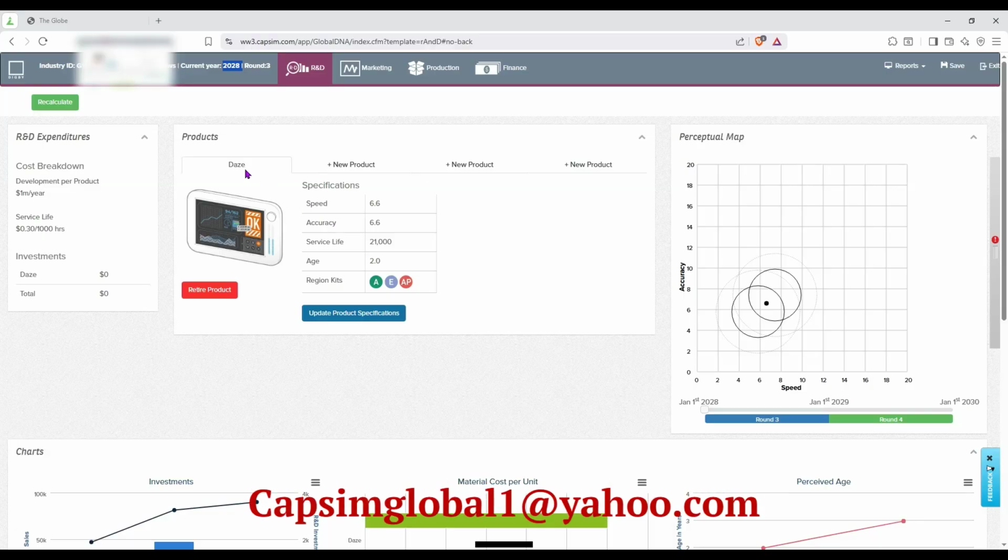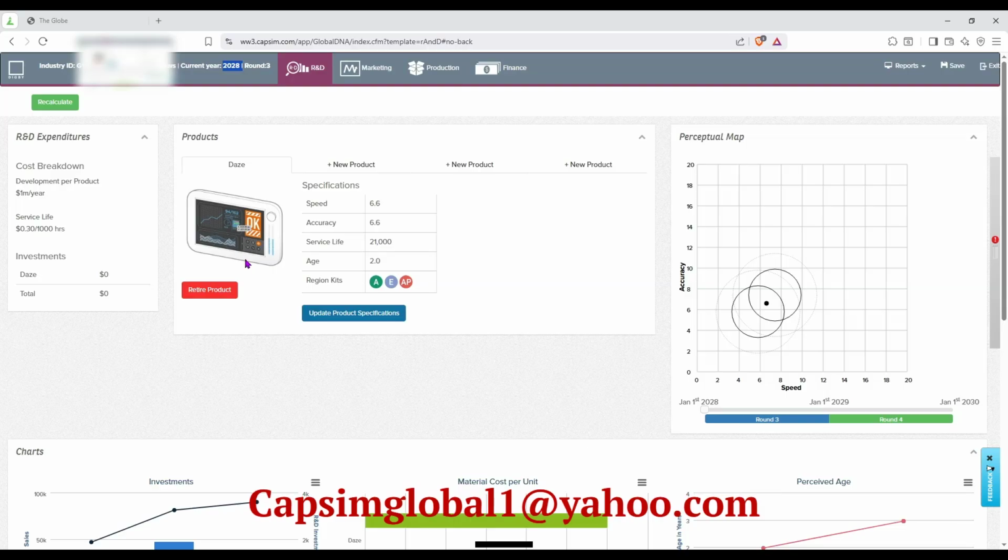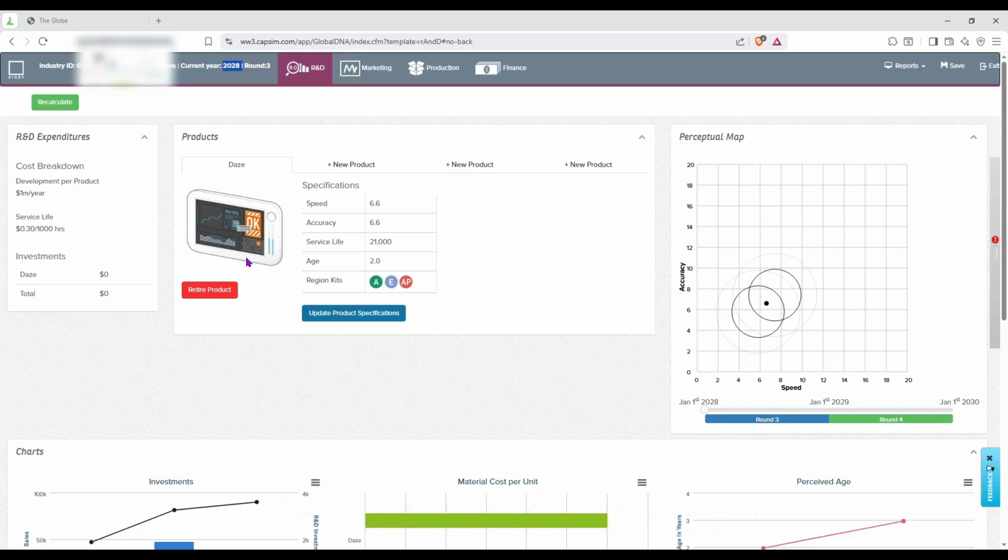So we are company Digby, and you can see that our product is Des. At the moment we only have one product, Des, and it's selling in both segments, the performance and the budget segment. So we shall have to go through the report, which is now the globe, before we come back and make the decisions for round 3 together.